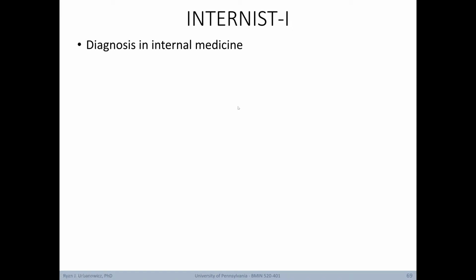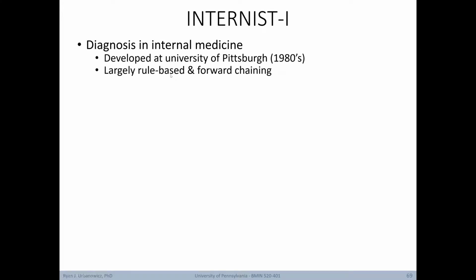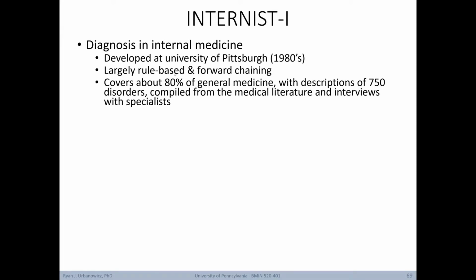Another expert system of note is called Internist-I, designed for diagnoses in internal medicine. It was developed at the University of Pittsburgh in the 1980s and was designed as a largely rule-based system that used forward chaining. Internist-I covers about 80% of general medicine, with descriptions of 750 disorders compiled from the medical literature and interviews with specialists. Uniquely, Internist-I applies abductive reasoning, or abduction, and it was one of the first to do so. As such, Internist-I diagnoses are seen as best or educated guesses, but neither probabilities nor a certainty of conclusions can be generated here.